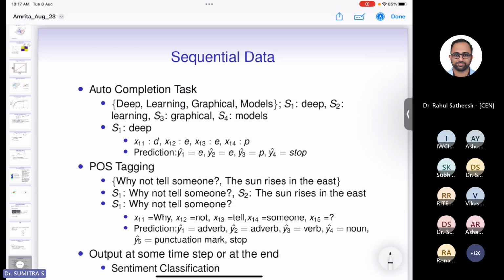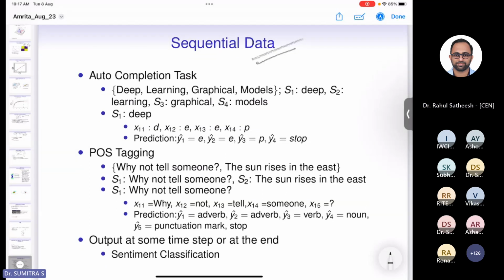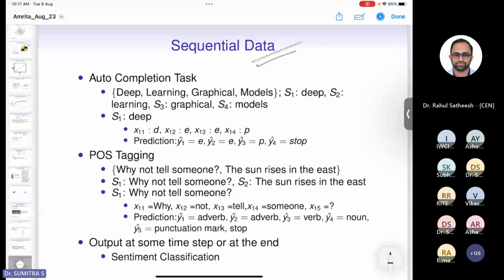That is different. Let us take an example of sequential data. Can you see the slide? Yes, ma'am. The task is an auto completion task. Auto completion means when I type D, it has to give me some choices, then I type E. You have seen that in the mobile: when we type some letters, it gives some choices. So that is the task.